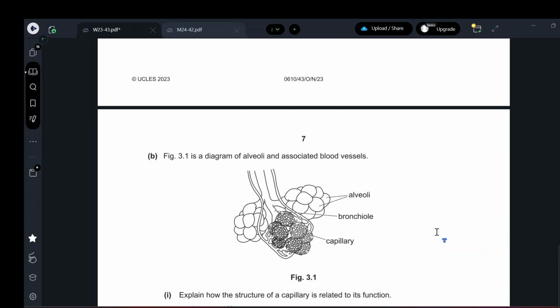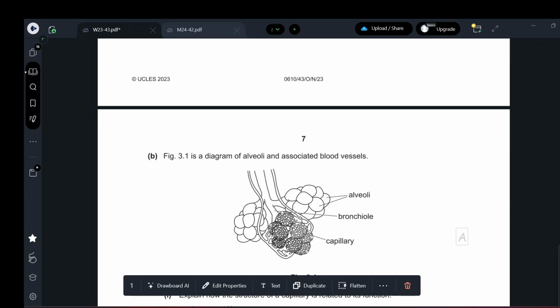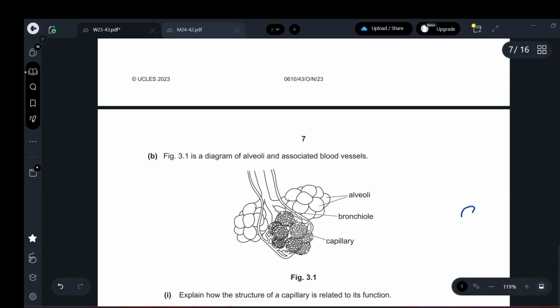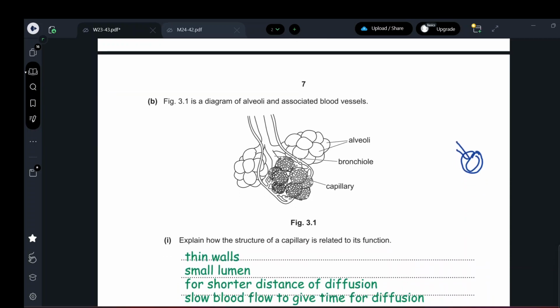I also have a small lumen. A small lumen allows the blood cells to be close to the wall, and so we will have a shorter distance of diffusion, more diffusion.